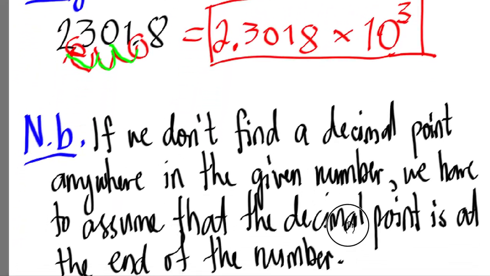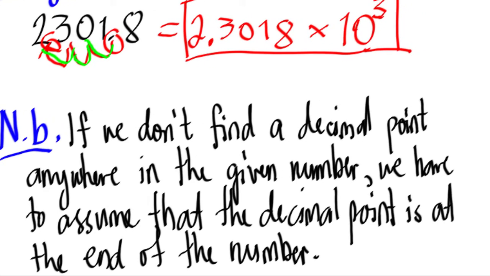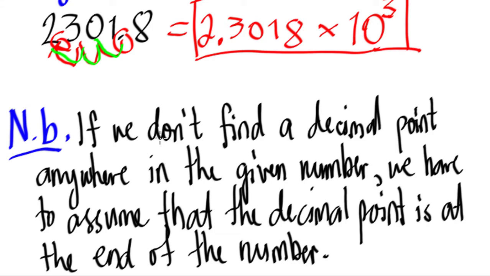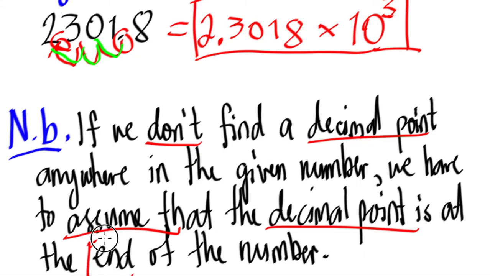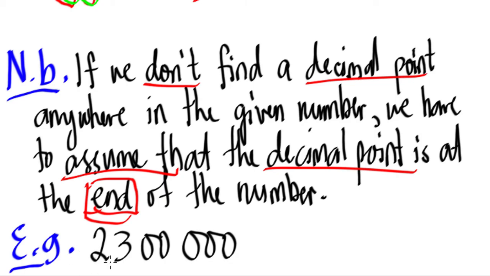Just take note, if we don't find any decimal point in the given number, we have to assume that the decimal point is at the end of the number. Say for example, we have 2,300,000. We cannot see any decimal point.